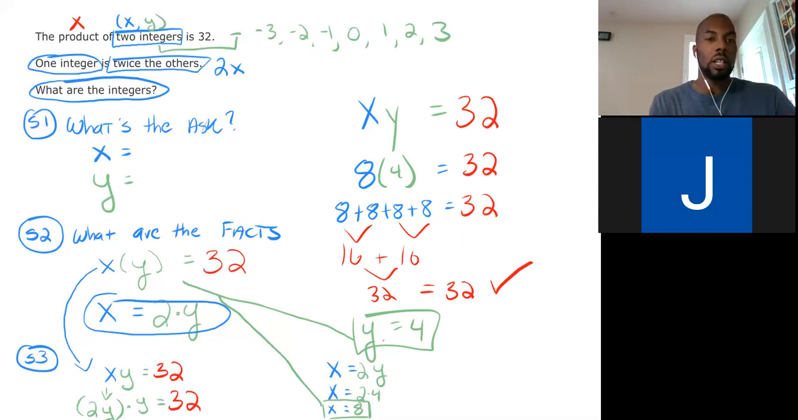So I hope that helps. Remember, step 1 is always find what are they asking for. Step 2 is always identify the facts and try to translate them into an equation. Step 3, solve for your missing variables.